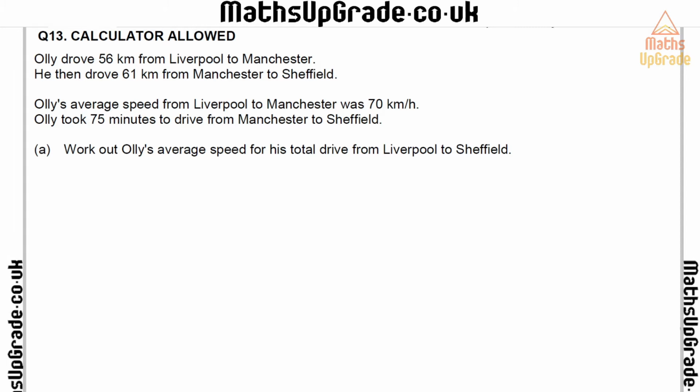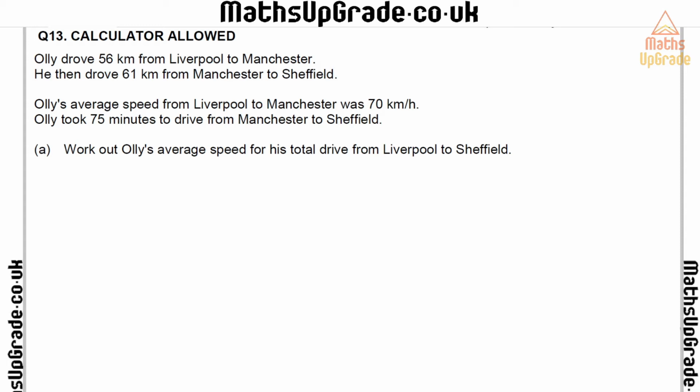Question 13. Ollie drove 56 kilometres from Liverpool to Manchester. He then drove 61 kilometres from Manchester to Sheffield. His average speed from Liverpool to Manchester was 70 kilometres per hour. Then it took 75 minutes to drive from Manchester to Sheffield. Work out his average speed for his total journey.